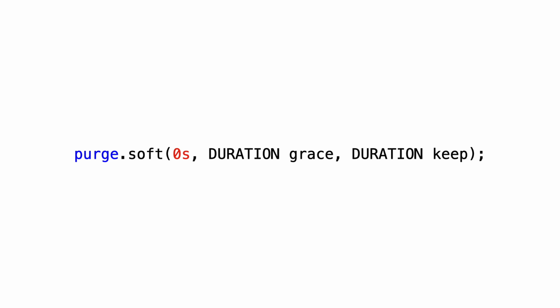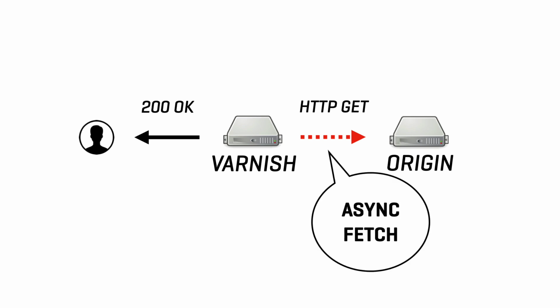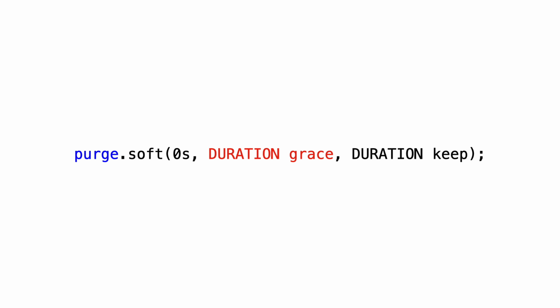And even though the content is expired, Varnish can still serve stale content as long as the grace value allows it. Grace sets the amount of seconds past the TTL objects can be served from the cache even though they're stale, while an asynchronous fetch is happening. And that really softens the blow for the end user. We can set the grace value to, for example, 30 seconds. The keep value is there to keep the object around, as the name implies.